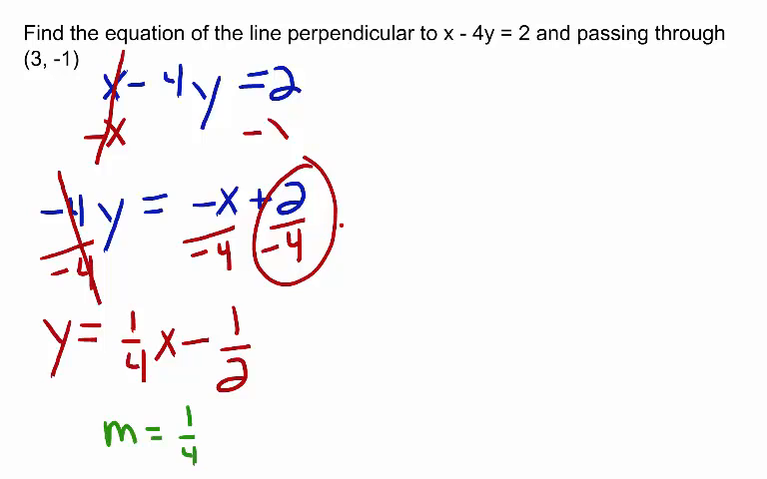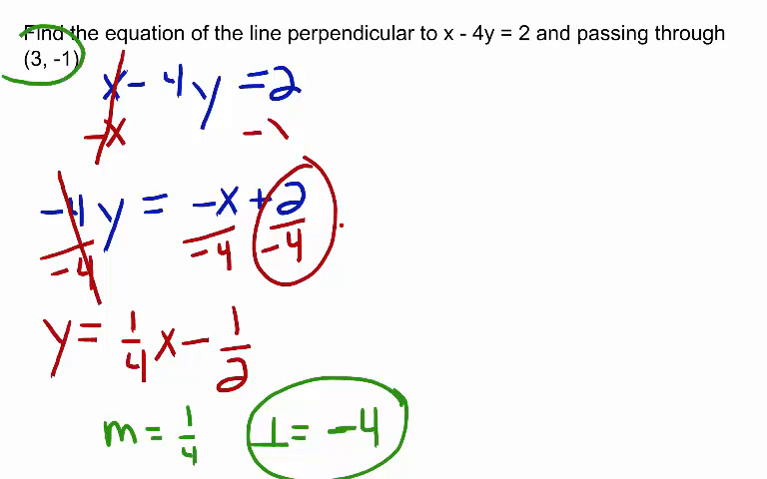But the problem asks us to find the equation of the line perpendicular to our given equation. So I take the negative reciprocal of m equals 1/4, and that gives me a slope of negative 4. I'll use negative 4 as my slope, and my point (3, -1), to construct a new equation.